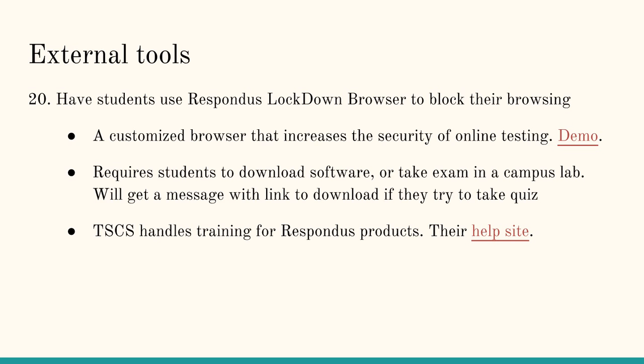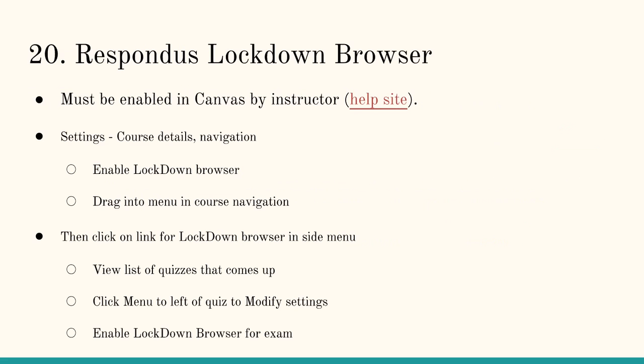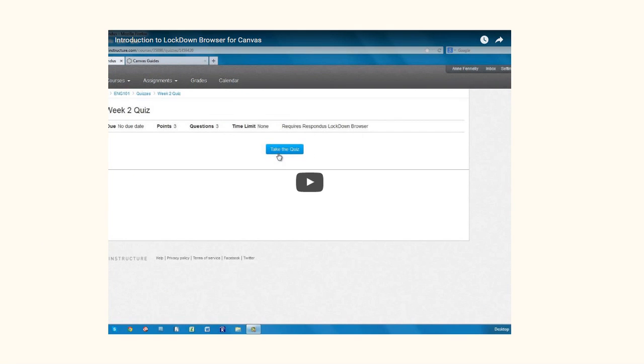but it can prevent students from printing, copying, and going to another website or accessing other applications during an assessment. So, for example, in settings, under course details and navigation, there's an option to enable Lockdown Browser. Then you drag it into the menu in course navigation under maybe modules or assignments. Then you have to click on the link for Lockdown Browser in that side menu, and it will show you a list of all your quizzes. And then there's a menu that will allow you to enable Lockdown Browser for each exam or quiz. There is a video that shows how to use Lockdown Browser for Canvas, and I will include that on the website so that you can see how that works.